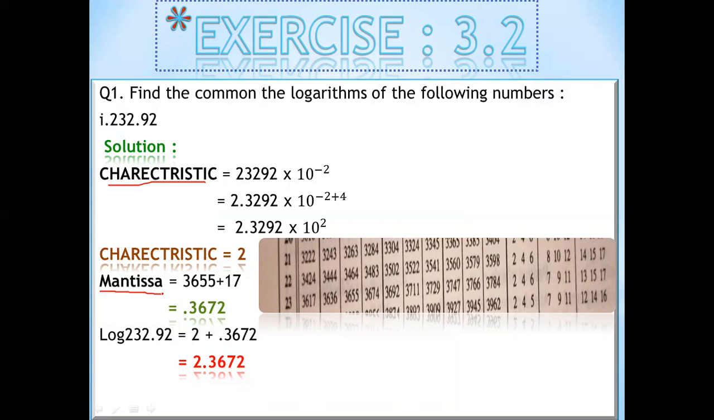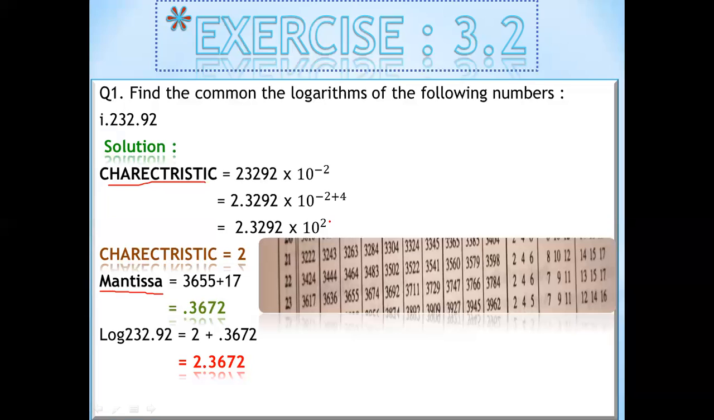The characteristic will always be a whole number, either positive or negative. It depends on the nature of the question. But the mantissa of every question must be positive, and this is called the fractional part or decimal part, because the mantissa always starts with a decimal. And how can we find the characteristic?